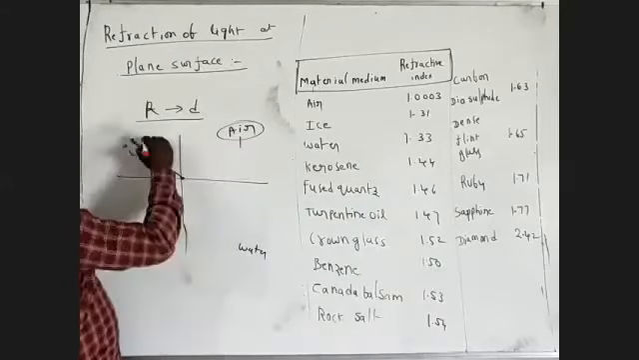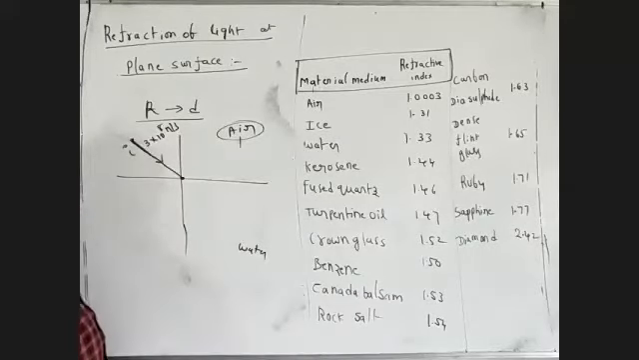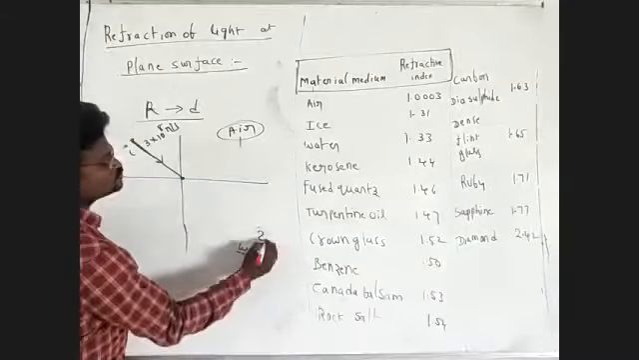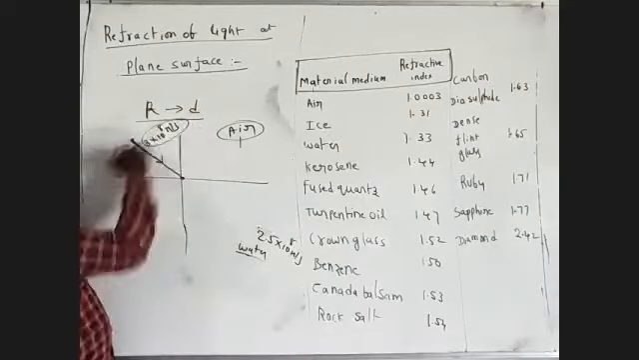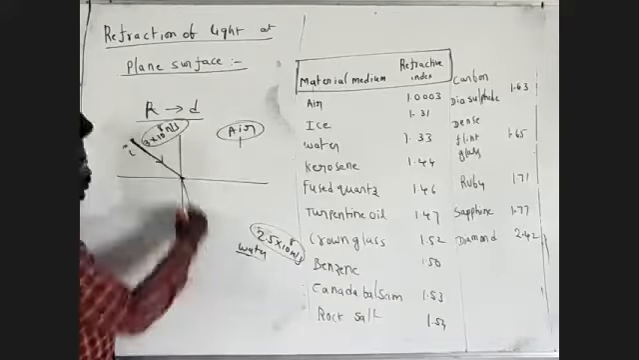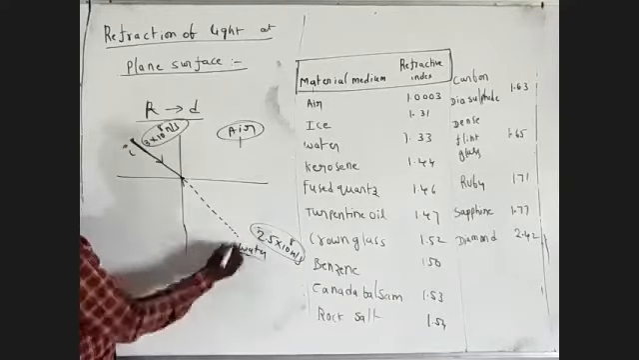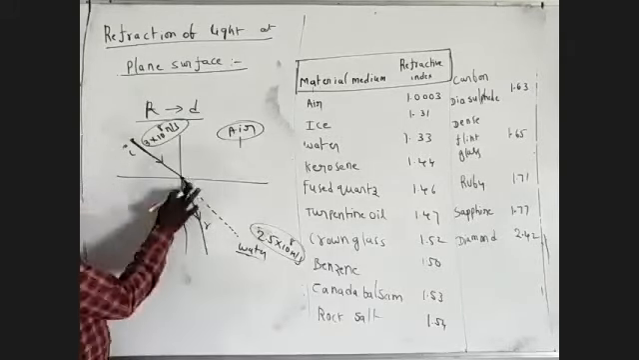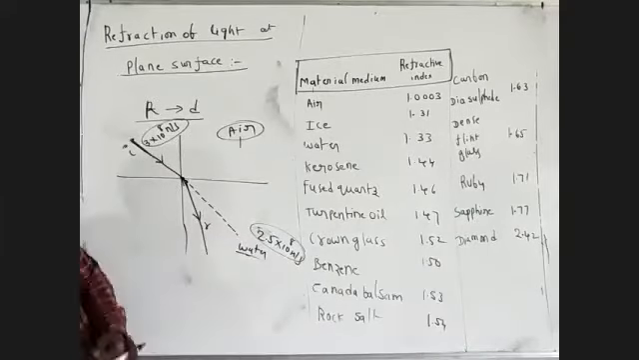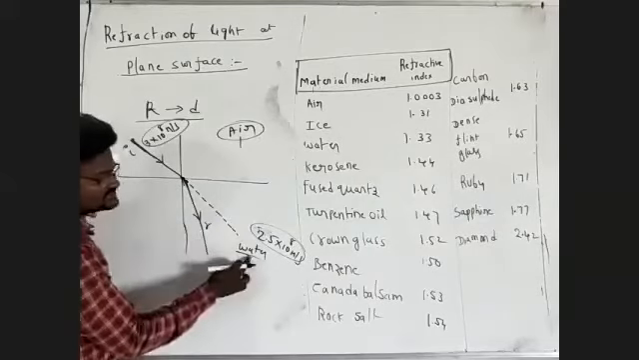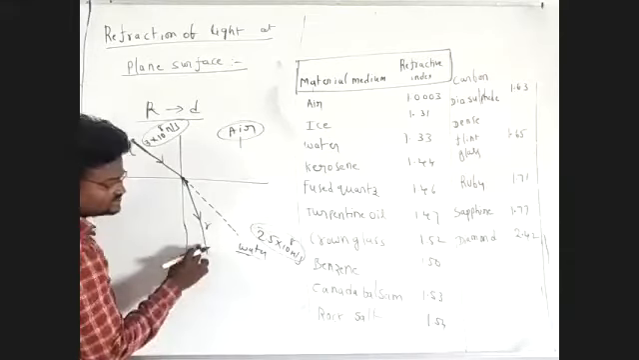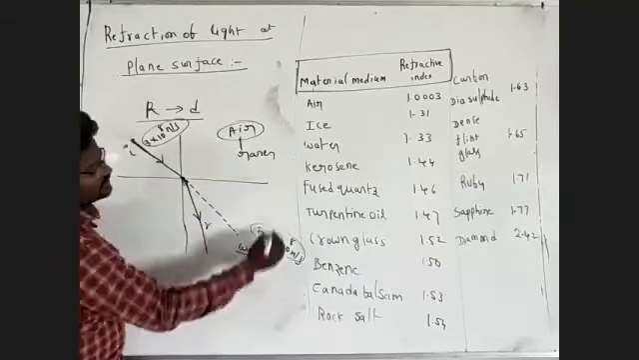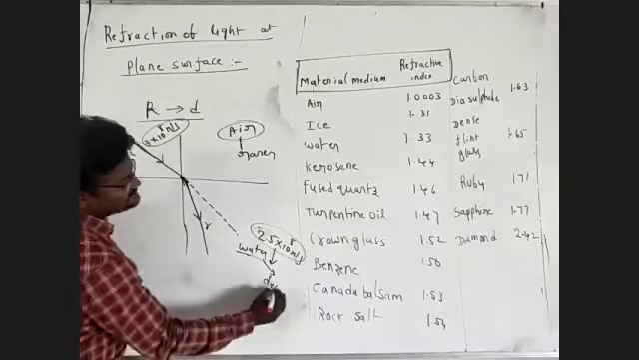This is air. Speed of light in air is 3 into 10 power of 8 meter per second. Speed of light in water is 2.5 into 10 power of 8 meter per second. Here the speed is more, there the speed is less, and the refracted ray bends towards the normal, away from the actual direction of the incident ray. This is the actual direction of the incident ray, and this is the refracted ray. Speed is more in the rarer medium, and speed is less in the denser medium.